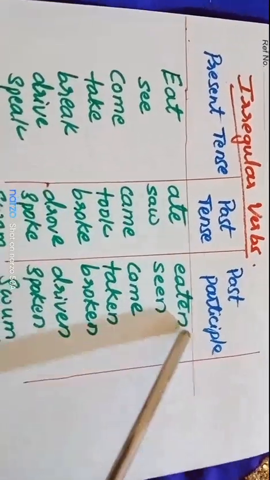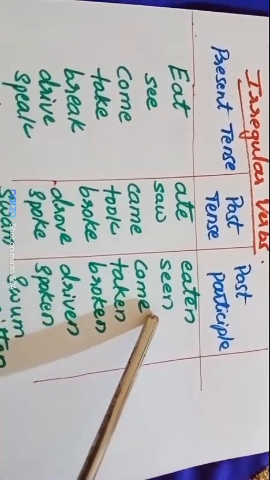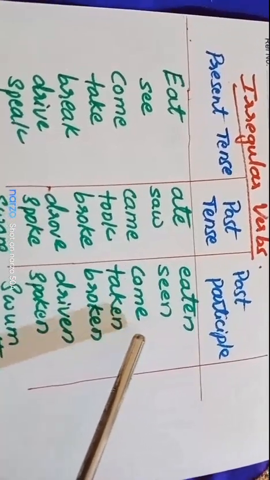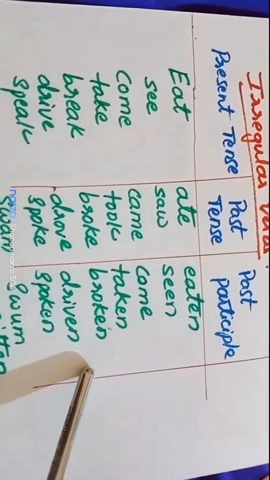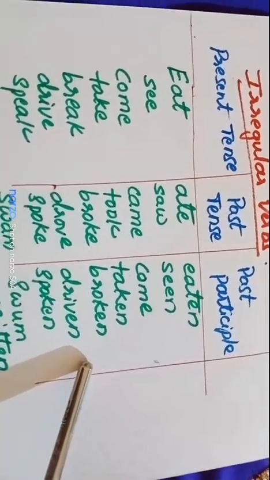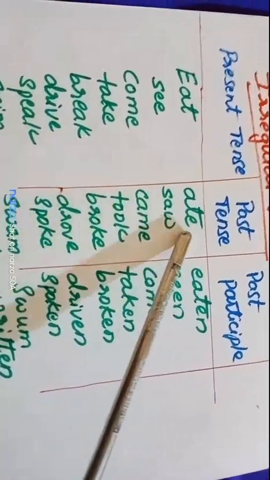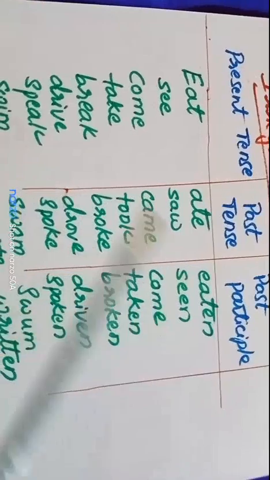Irregular verbs are verbs that do not follow the regular pattern of adding "ed" to form the past tense and past participle. Instead, irregular verbs have unique forms for the past tense and past participle that do not conform to the standard rule.